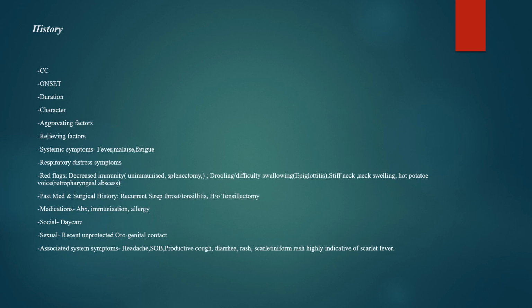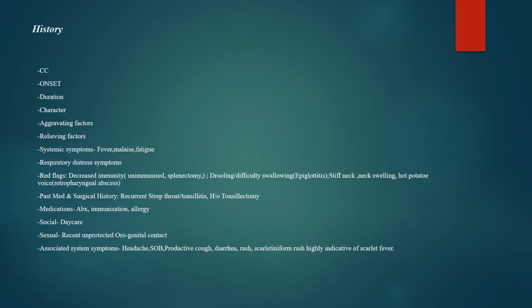Then you should be asking past medical and past surgical history. In past medical history, you should ask whether there is any recurrent streptococcal throat history or recurrent tonsillitis, any history of tonsillectomy in the past, followed by medication history, for example, any recent antibiotic use, immunizations, and any allergy to medications. In case the patient is a pediatric patient, then we should ask daycare history and social history.